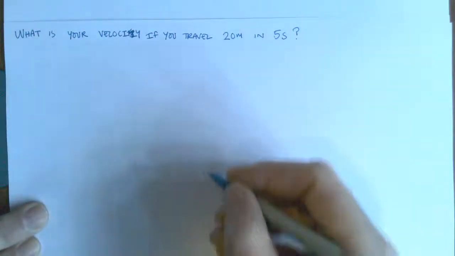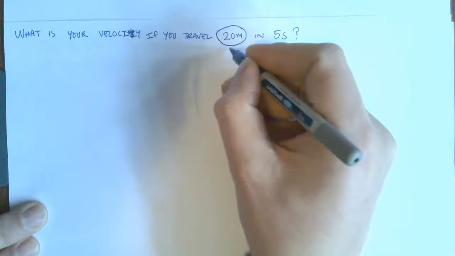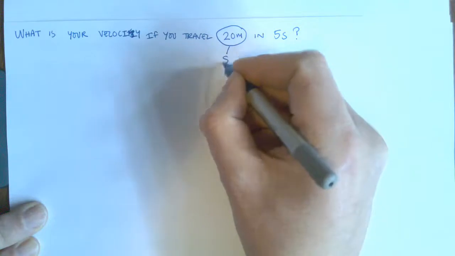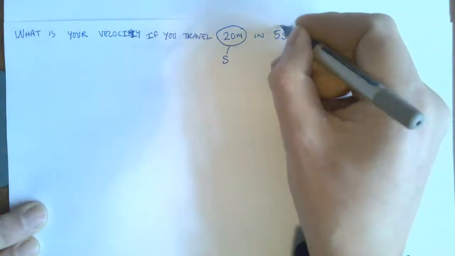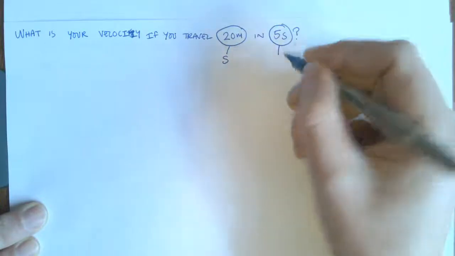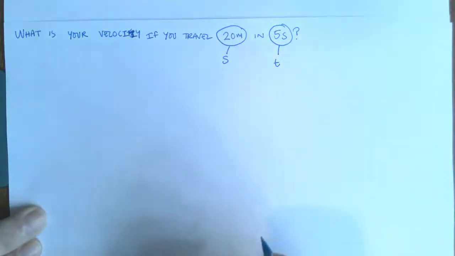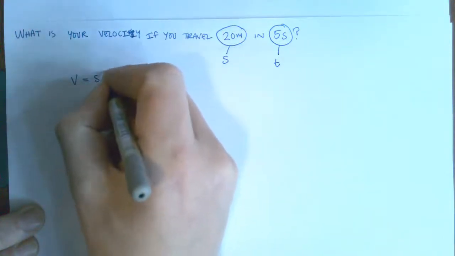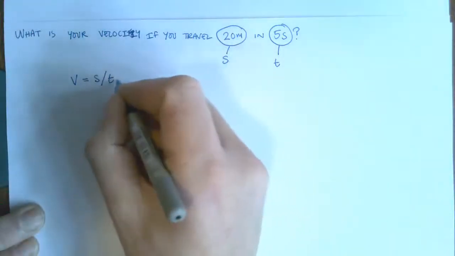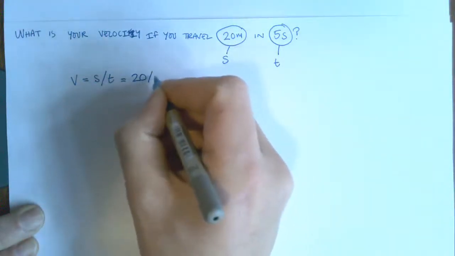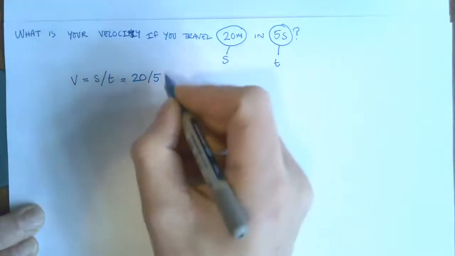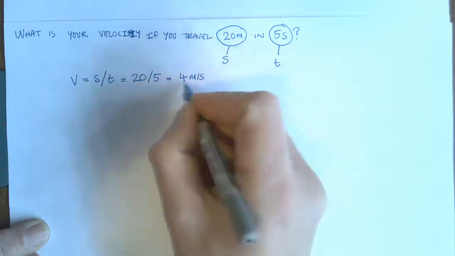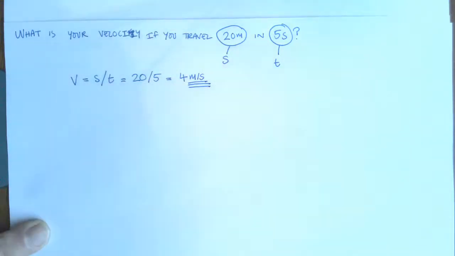So first thing, I would circle the information in the question and I would annotate next to it what it is. So 20 is my displacement, 5 seconds is going to be my time. Now as a good student I'm going to write down the equation v equals s over t. Then I'm going to put the numbers in, 20 divided by 5, and then work it out. So it's going to be 4 meters per second, and I am definitely going to remember to put the unit.